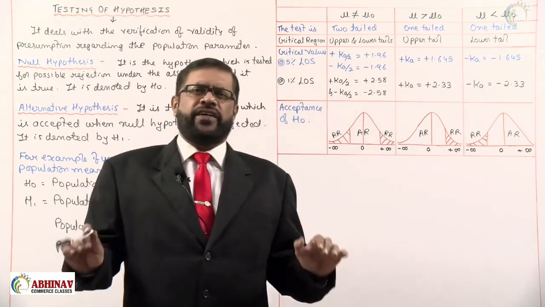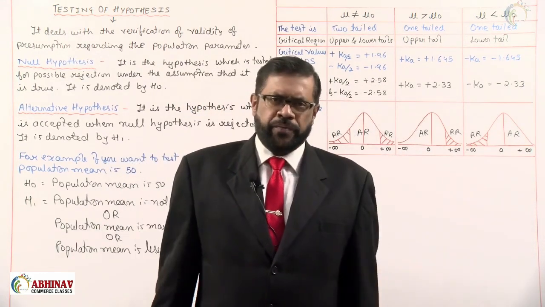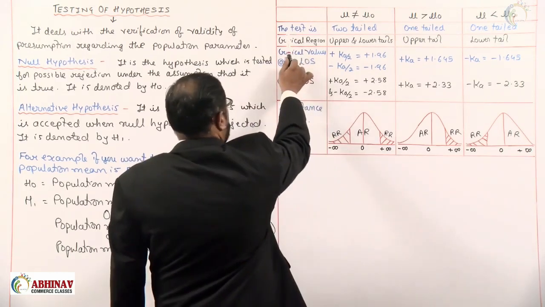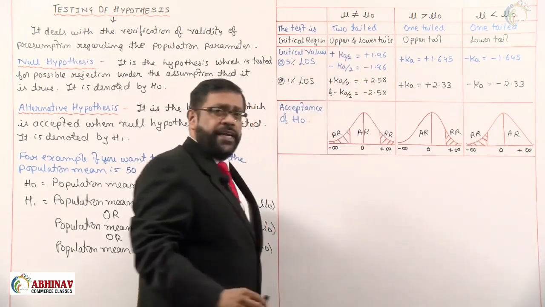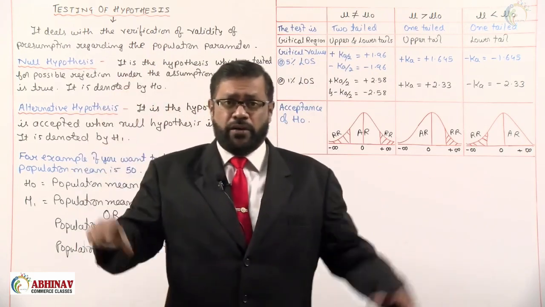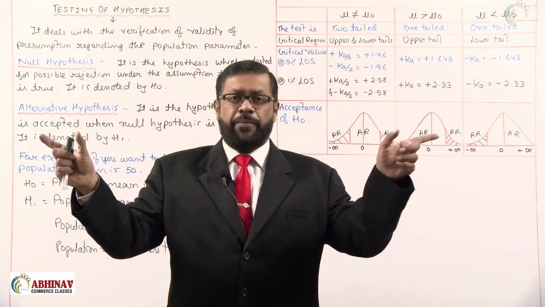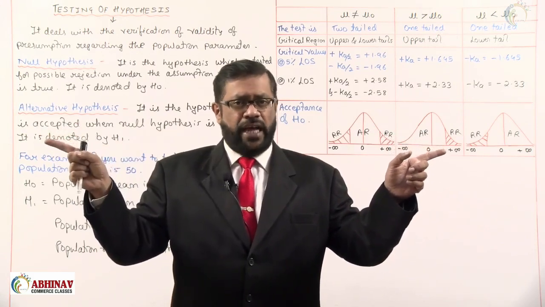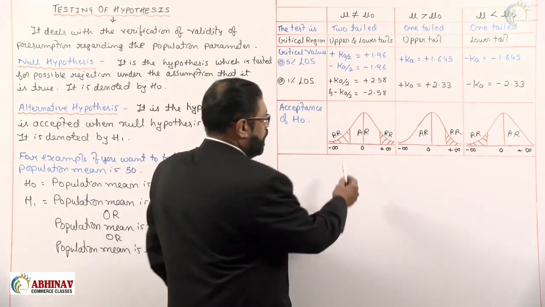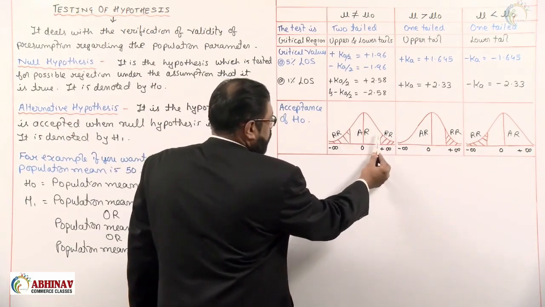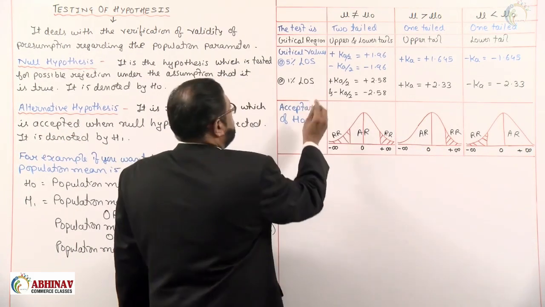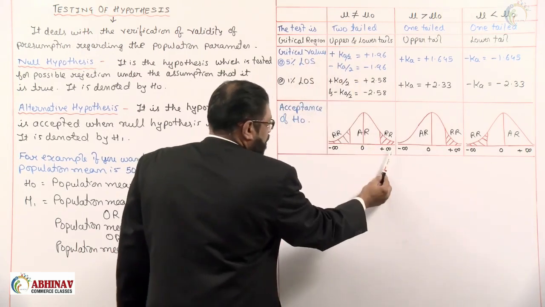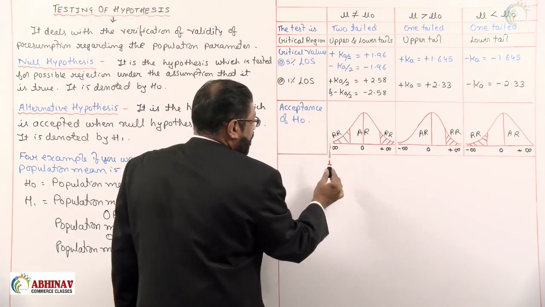Say, for example, in the first case, H1 is not equal to. When H1 is not equal to, remember that the test is always two-tailed. Two-tailed means on the normal curve we shade both the tails: the upper tail towards plus infinity and the lower tail towards minus infinity. Here, the two-tail test has two tails. The critical region has to be the upper tail as well as the lower tail.